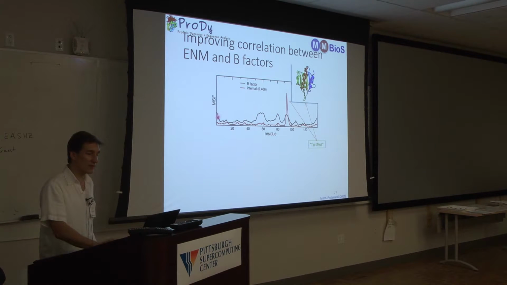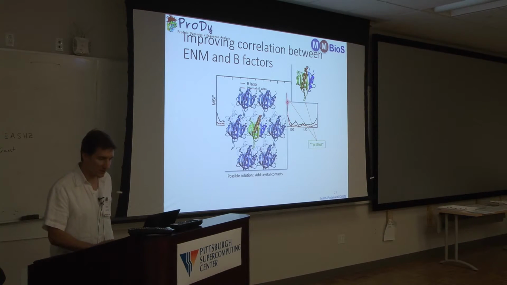But what we see when we compare it to the B factor, does everybody know what a B factor is? I think so, I hope so, okay. When we compare it to the B factor, there's not really that good agreement. And part of this is because you've got this huge tip effect, and there might be some bumps that actually correlate with the B factor, but this is changing the whole scale. So why might this be? As was mentioned, it might be because of the crystal.